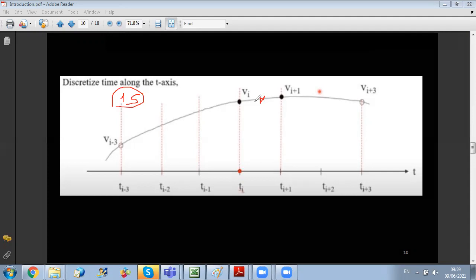So this is a numerical solution. It's a discrete solution because it just gives the value of velocity at discrete points. While the exact solution can give me the velocity at any point I want, and it will give me a continuous representation.